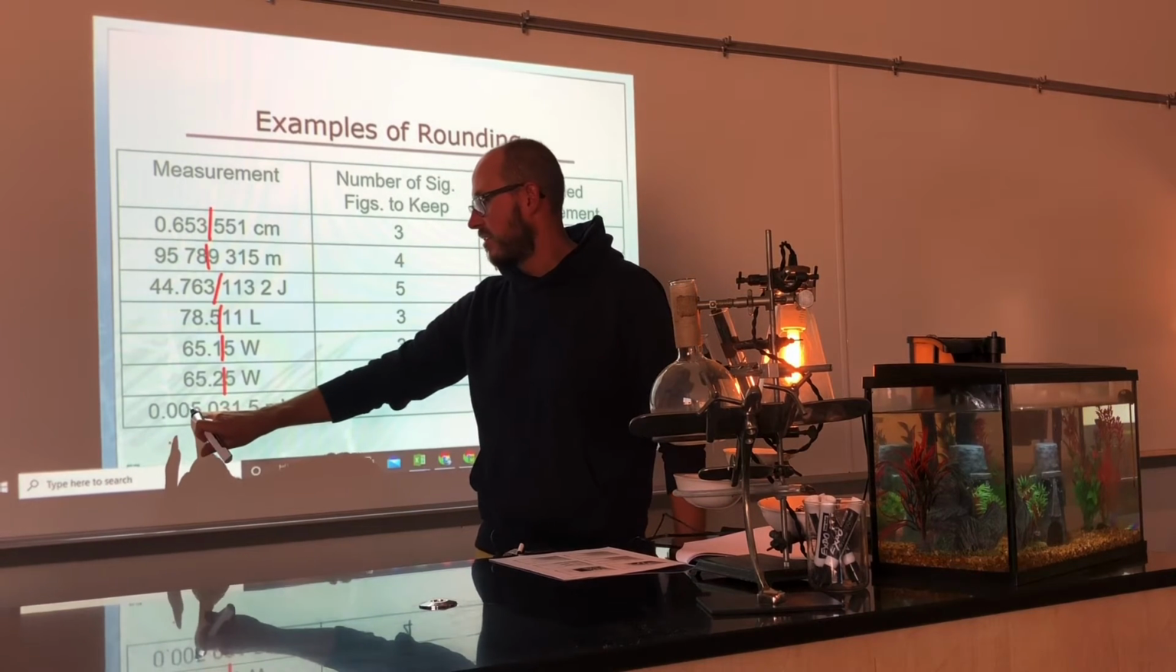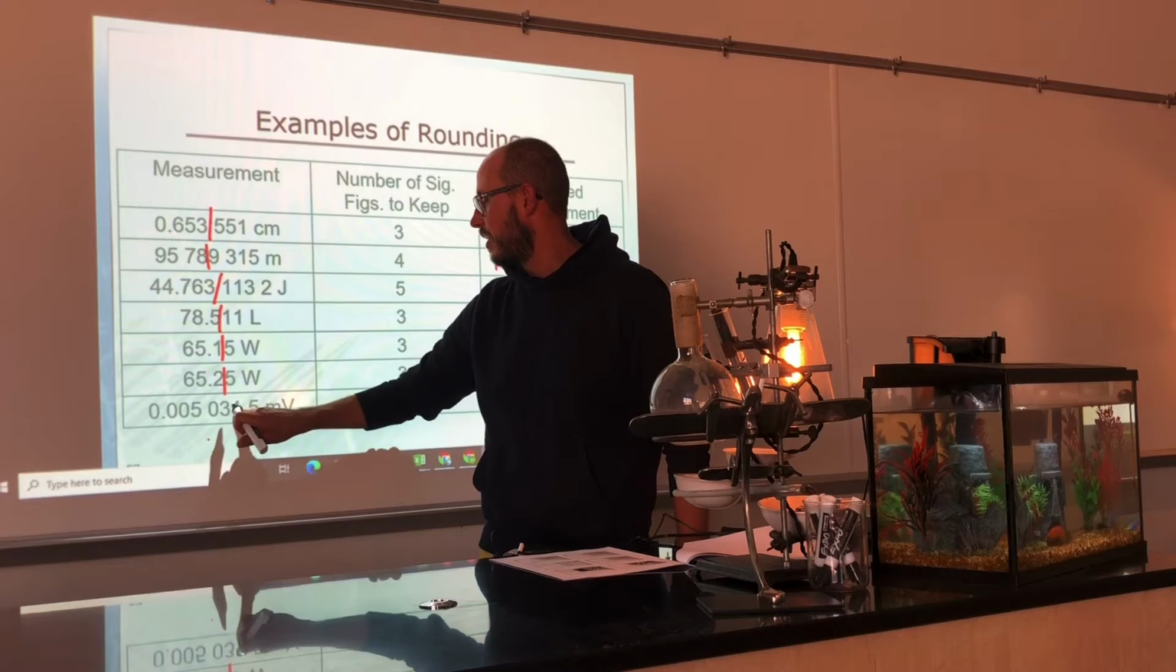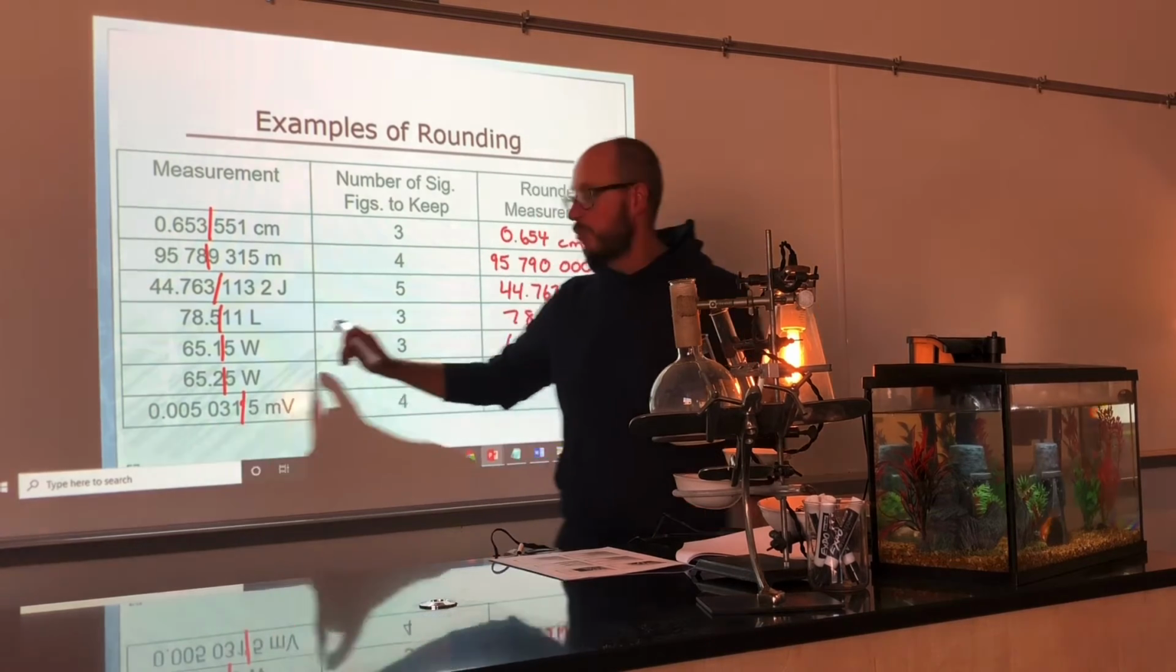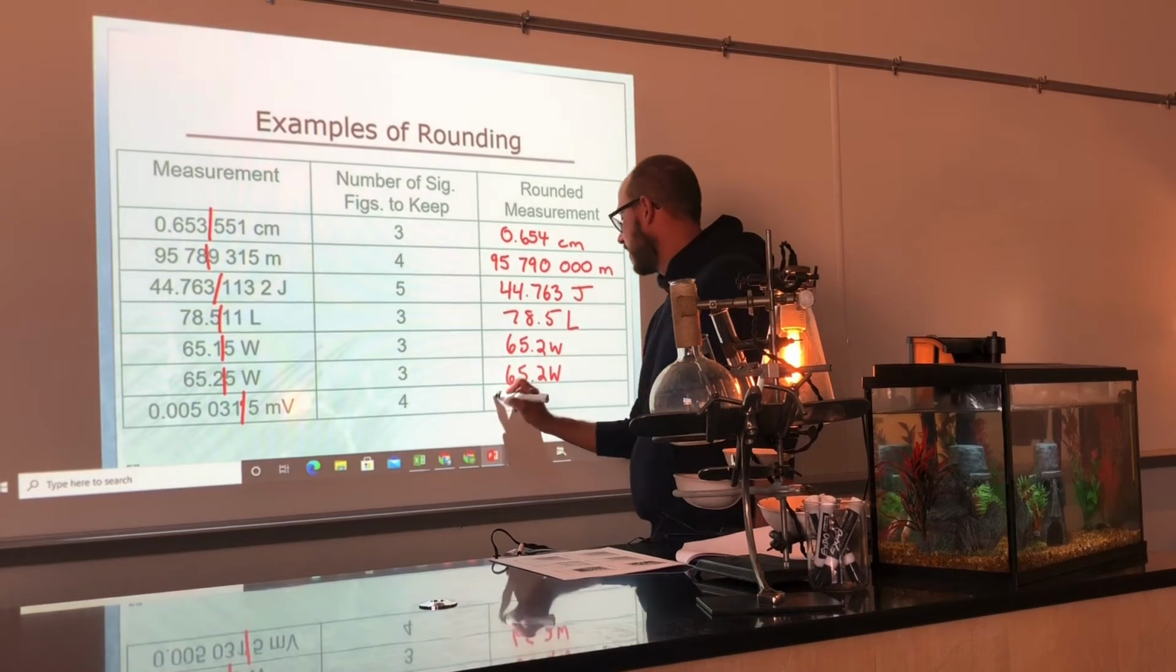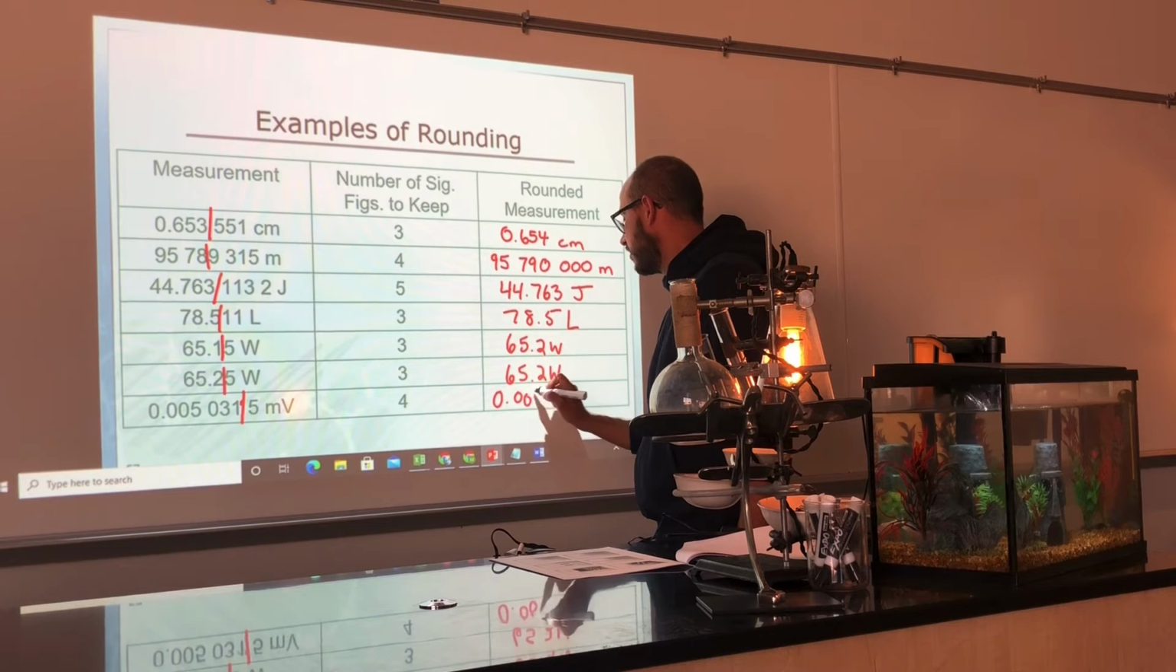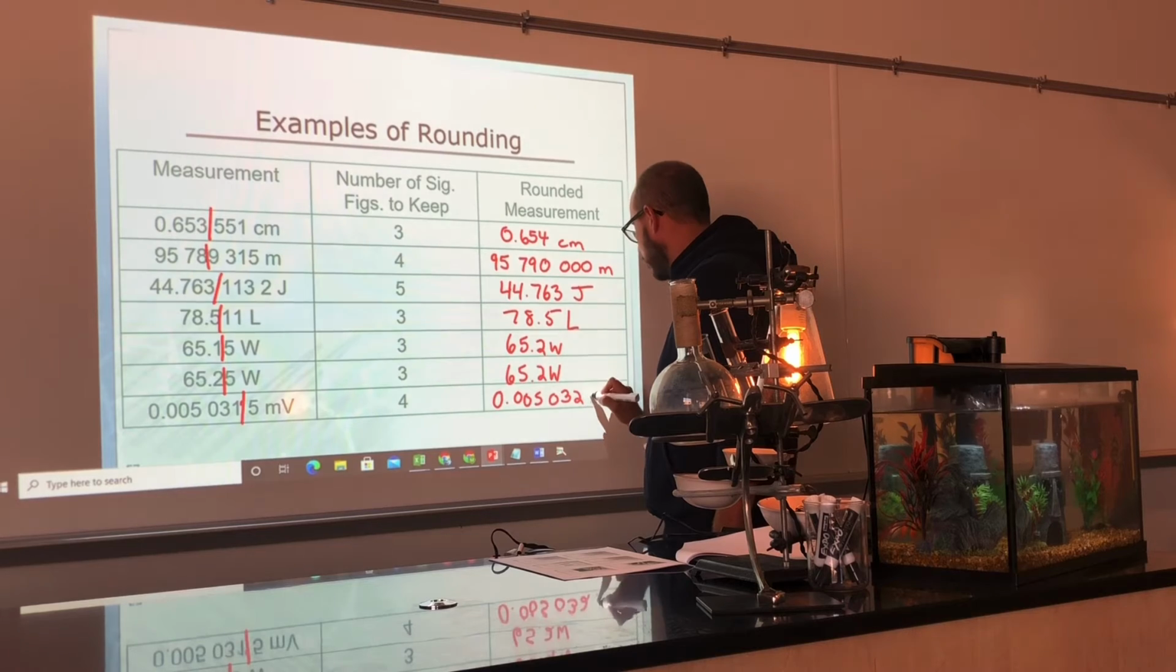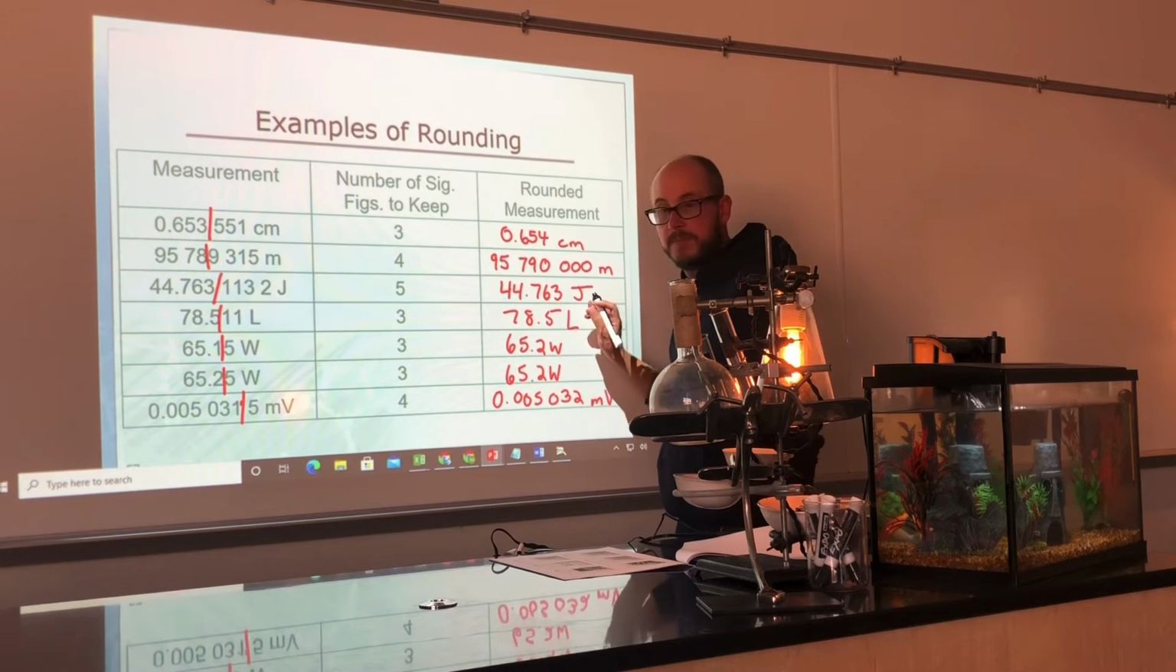And the last one, we want 4 sig figs. We don't start counting till the 5, so we go 1, 2, 3, 4. We're getting rid of exactly 5, so it becomes 0.005032 millivolts.